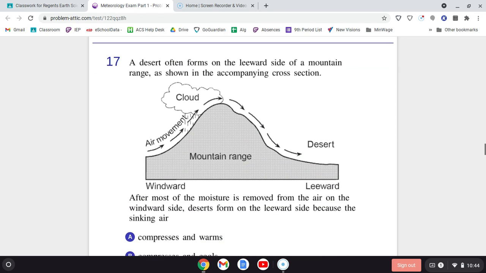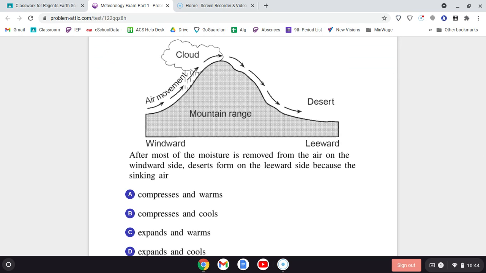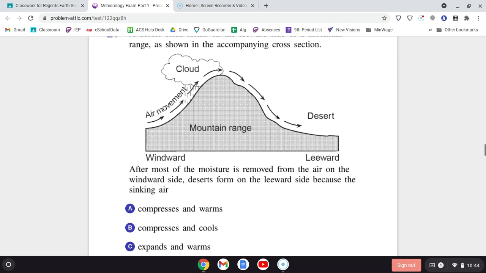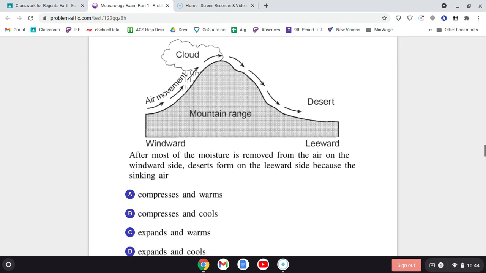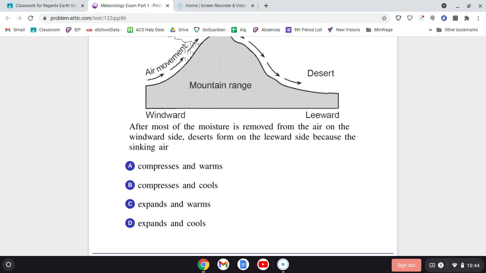Okay. Number 17. A desert often forms on the leeward side of a mountain range, as shown in this accompanying cross-section. After most of the moisture is removed from the air on the windward side, deserts form on the leeward side because sinking air, what? Does it expand or compress right off the bat? It compresses, so it's either A or B.